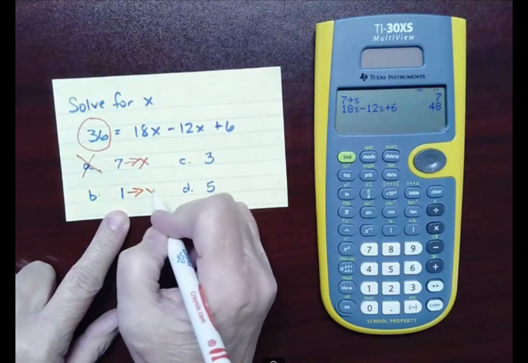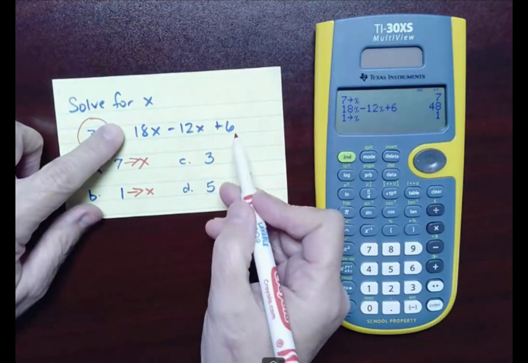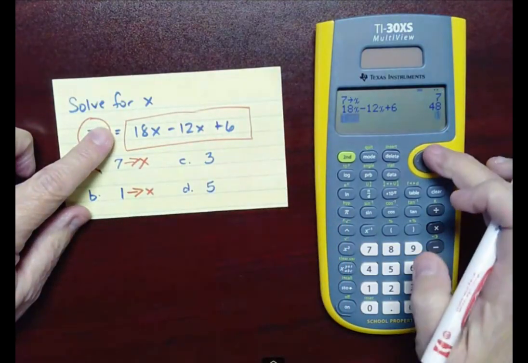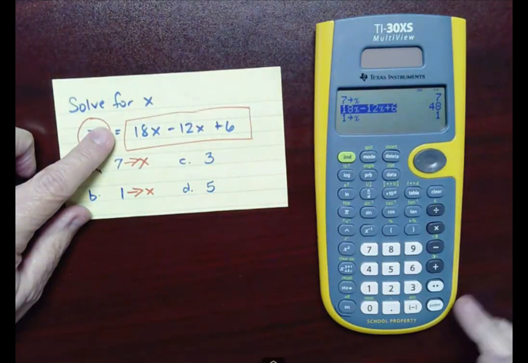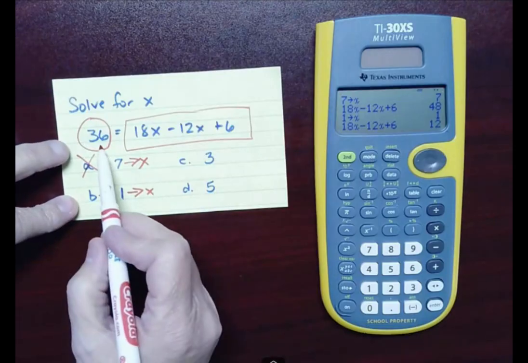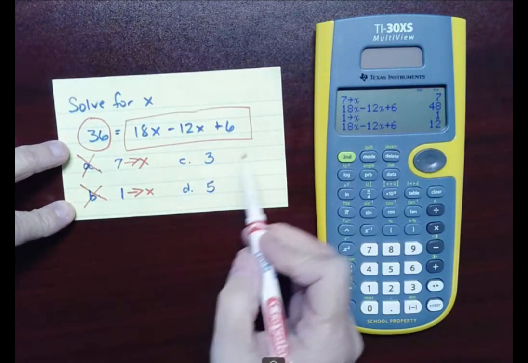And we're going to store 1 for x. 1, store x, enter. I need this whole expression again. We'll scroll up, highlight it, hit enter. It copies it to the bottom. Hit enter again. I got 12. Nope, I need 36. That's not right. We'll go to answer choice C.